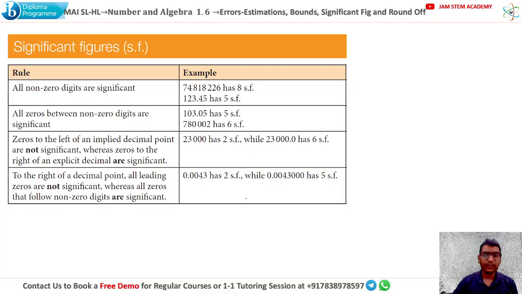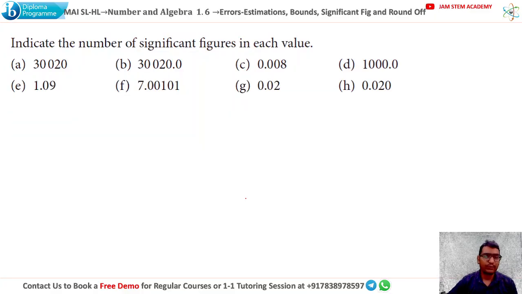Now, let's discuss a few more questions. Here is the first one, and let's find the significant figures in all these. For example, if you have 30020, you can try these questions all by yourself also. You can pause the video and try these questions. Now, let me start with giving you the number of significant figures. So, in this first part, these four are significant figures.